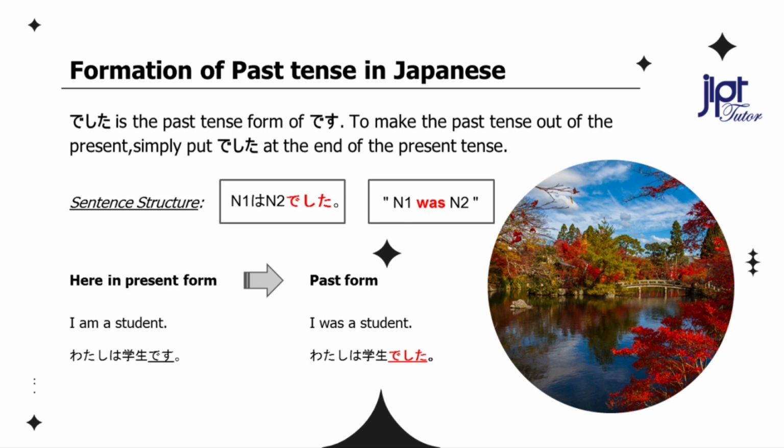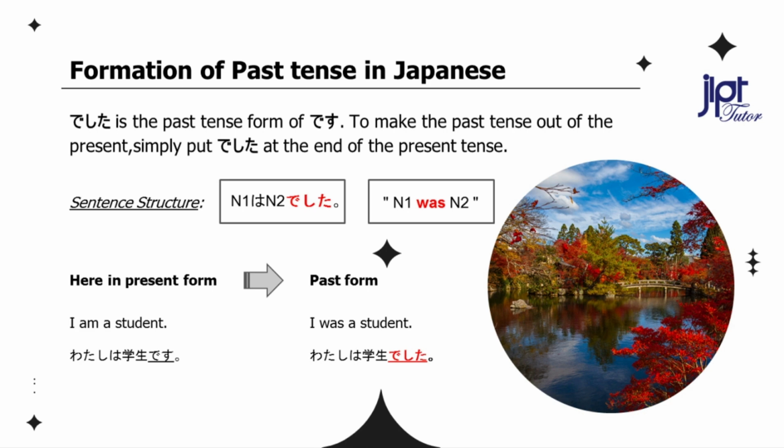Formation of past tense in Japanese. Deshita is the past tense form of desu. To make the past tense out of the present, simply put deshita at the end of the present tense. N1 wa, N2 deshita. N1 was or were N2. Desu is the present tense. Deshita is the past tense. Let's understand this concept by taking an example.